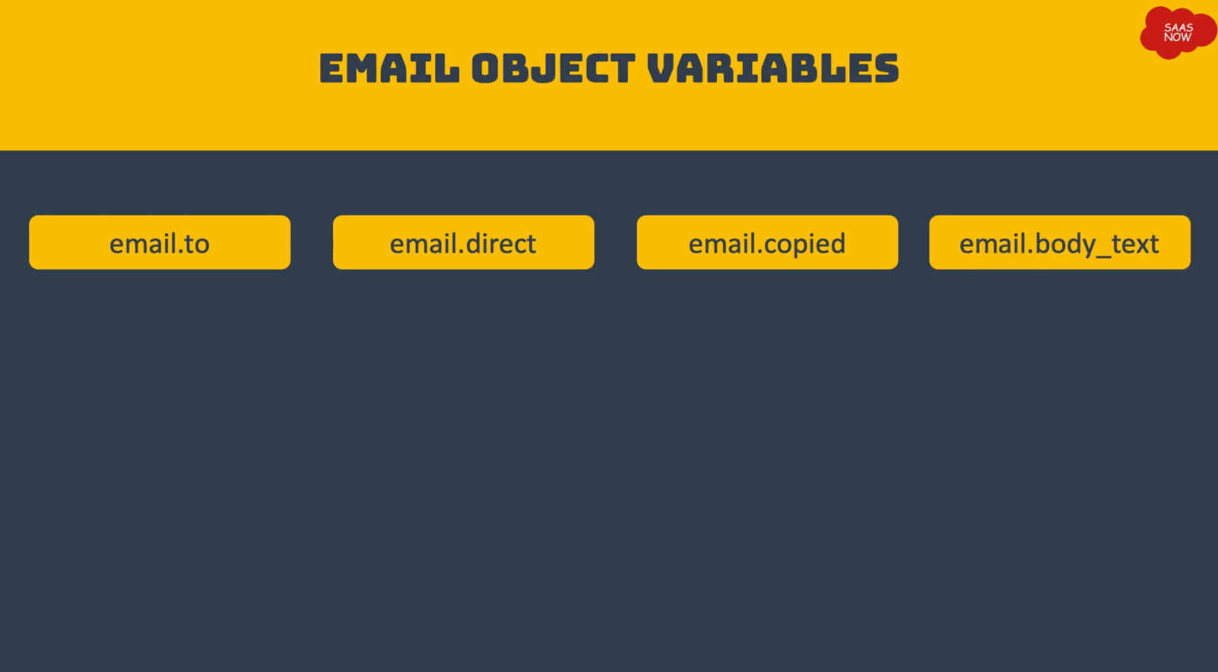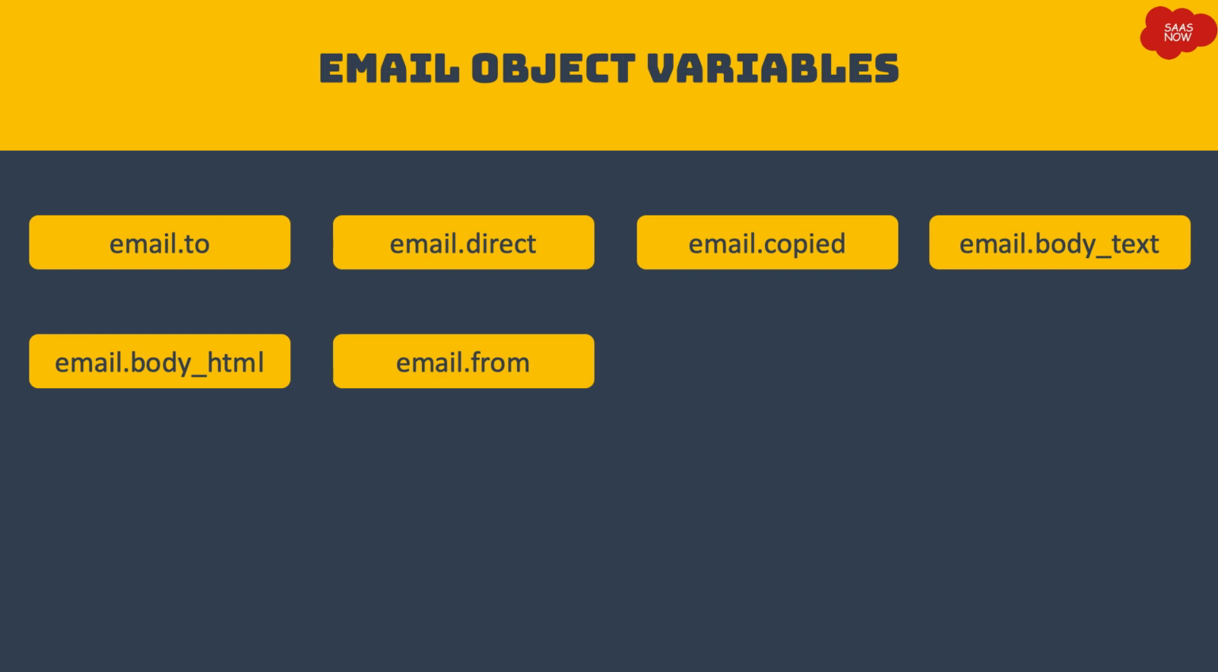Then we have email.body_text, which stores the whole body of the email in string format. Then we have email.body_HTML, which stores the whole body in HTML format. Then we have email.from. This stores the sender's email address, which can be an existing user as well. Then we have email.from_sys_id. This stores the sender's sys_id present in the users table.